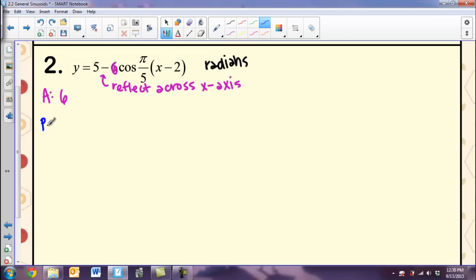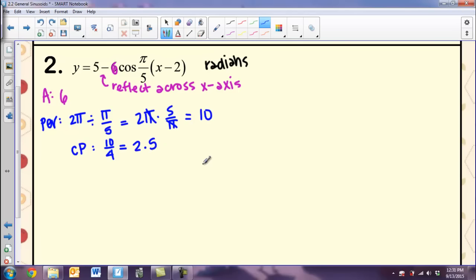Then my B, to find my period. Remember, I take that number outside the parentheses, inside the function, and I'm going to take 2 pi divided by pi over 5. Do some flippy-floppy fractions. And I would get those pi's to cancel, and 2 times 5 is just 10. Okay, which tells me my critical points are going to happen at the period divided by 4, which would get me approximately 2.5. And you can leave that as a fraction. You can do a decimal, whatever. So every 2.5 points, I'll have another critical point, critical value.